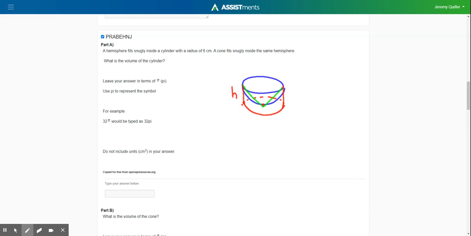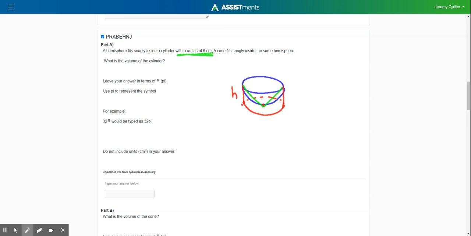And what we need to recognize is that if they all fit snugly inside of that cylinder, then we're going to calculate them all as though they have the same radius and the same height. You might be saying, well, I don't know the height of the cylinder, so how can I find anything like that? I don't know the height of the cone.